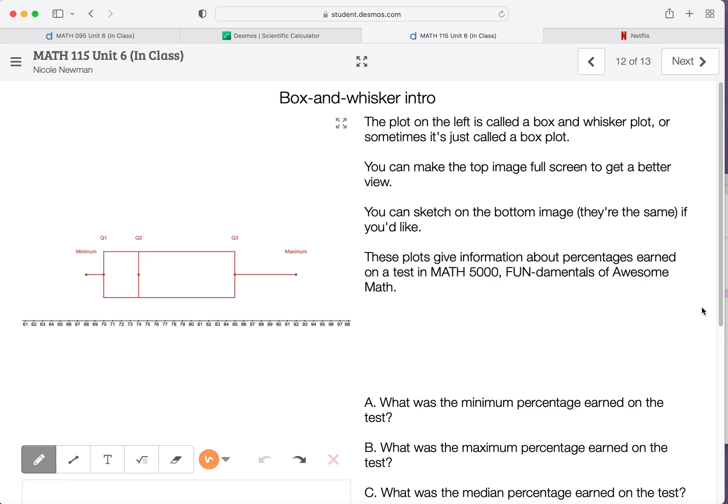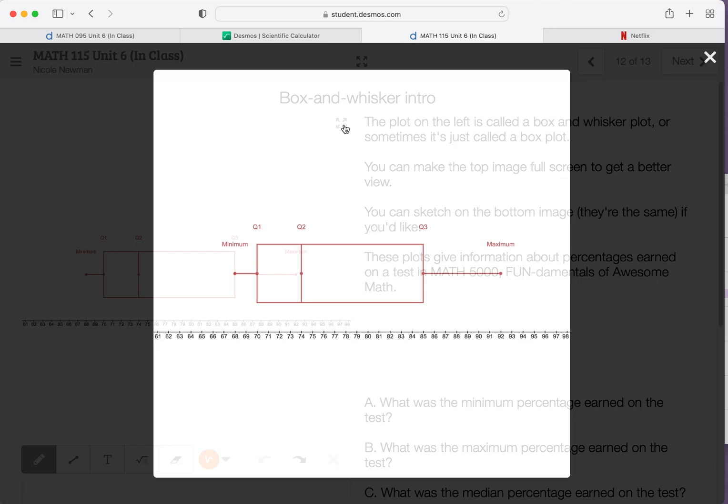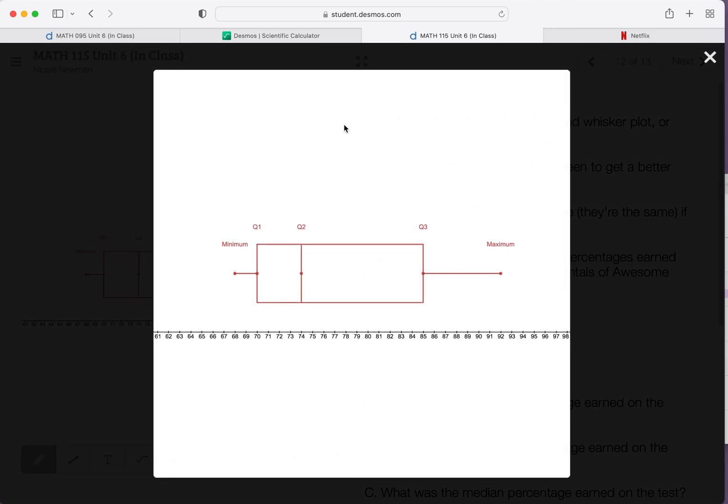So let's pretend that these are percentages earned on some test in Math 5000. You can make this bigger with the expander. I'm going to ask you some questions about this. The minimum score, I think it's supposed to be 68, but that one's a little bit hard to tell. But the minimum coming in around 67, 68.